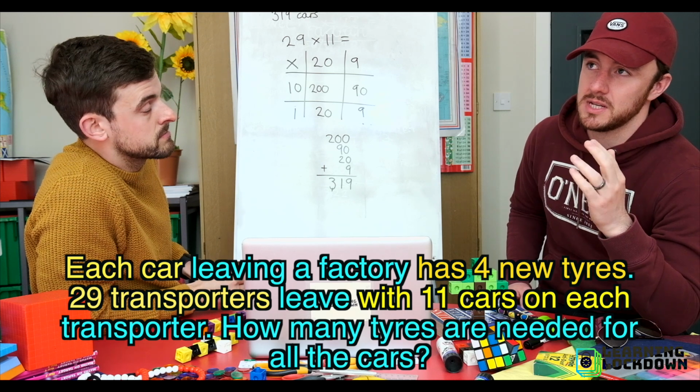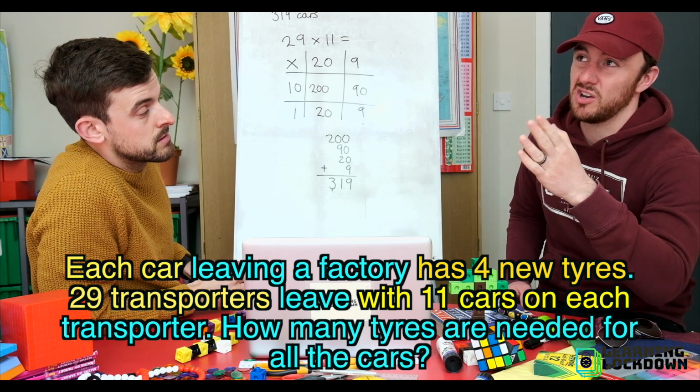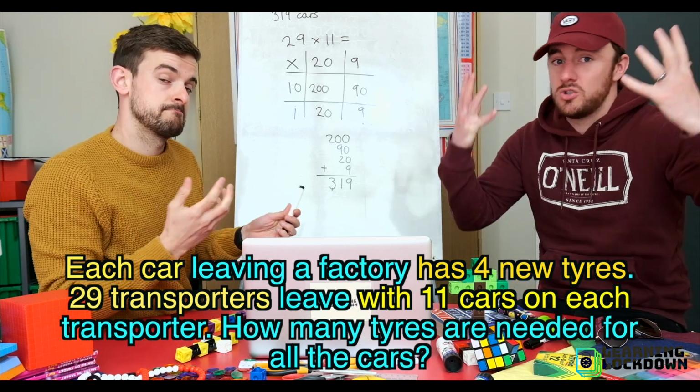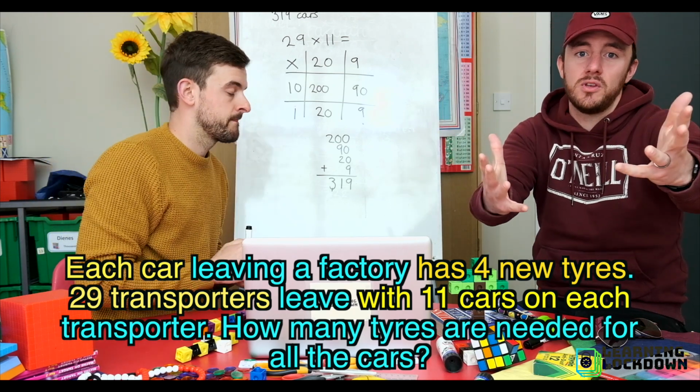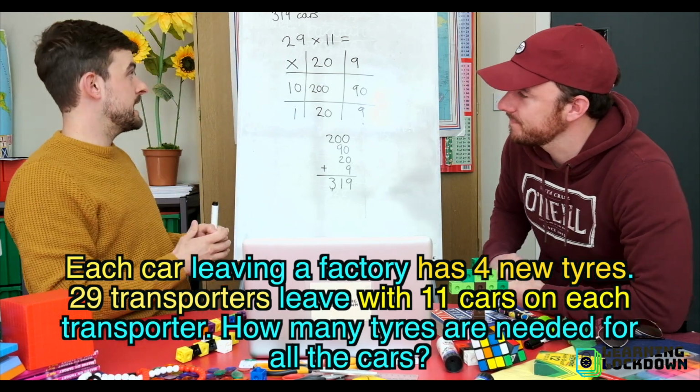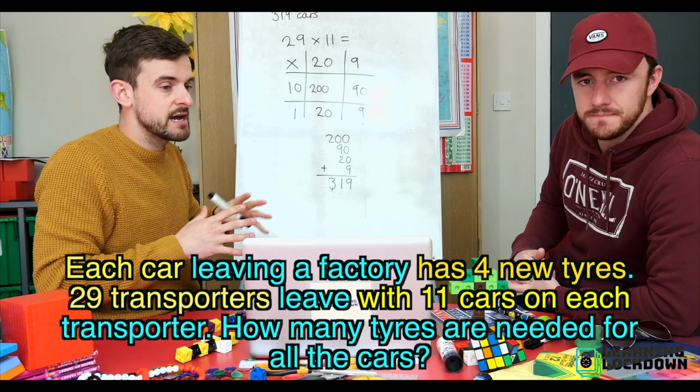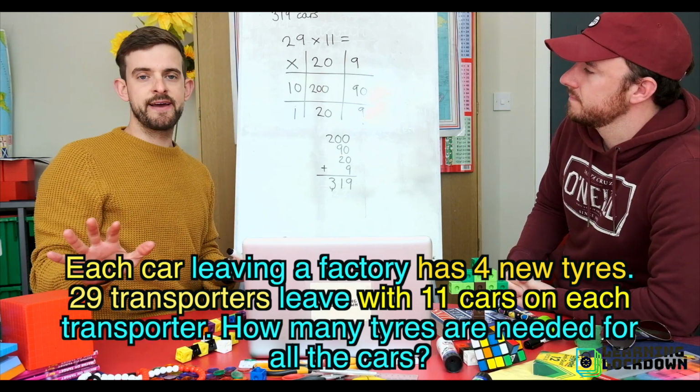290 plus 29: add the 10 to get to 300, we've got 19 left, 319. So those are just strategies you can use in your head if you want to do it that way. Either one works, but we know we've got 319 cars. That is not our final answer.